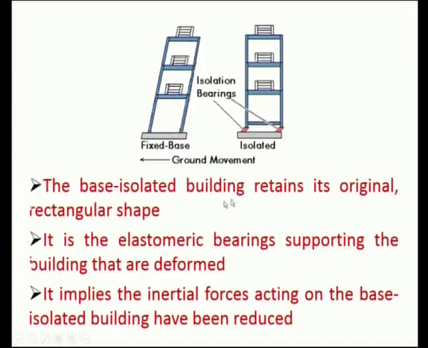The base isolated building retains its original rectangular shape, and it is the elastomeric bearings supporting the building that are deformed. Whereas the building without support is getting deformed. It implies the inertial force acting on the base isolated building has been reduced. Whatever force is acting from the earth is reduced here compared to this one. So, this building is getting damaged, while this one may not get damaged like this.